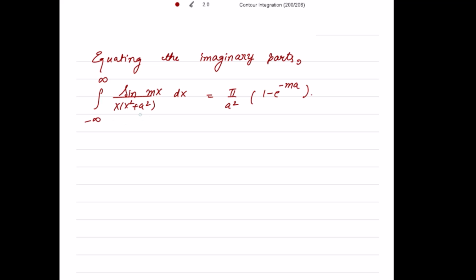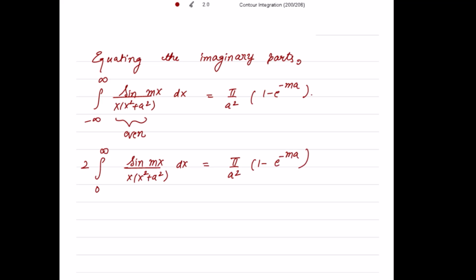And because this is an even function, the integral will be from 0 to infinity, twice sine of mx over x into (x square plus a square) dx, equal to pi over a square times (1 minus e to the power negative ma). Can I take this 2 to the other side in the denominator? Yes. So taking this 2 here now, we get the required result.